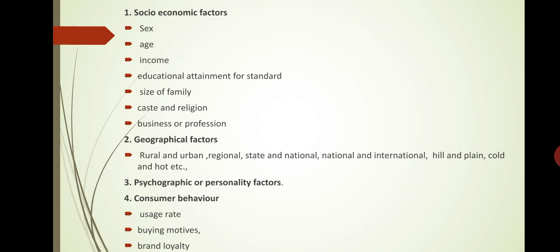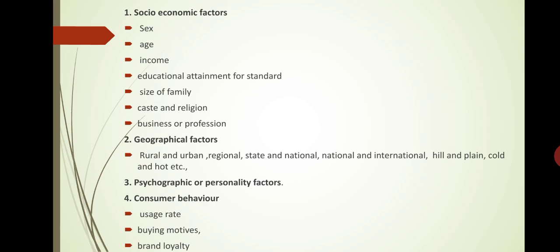And second one, age. On the basis of age, a market can be divided into four parts: children, young, adults, and old. For the consumers of different age groups, different types of products are produced. Take for example, different sizes of toothbrush. Different sizes of toothbrush are produced for consumers of different age groups, for children, for young, for adults, and for old.